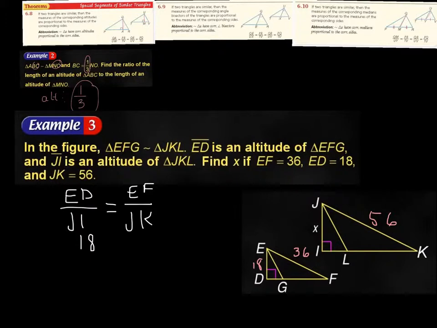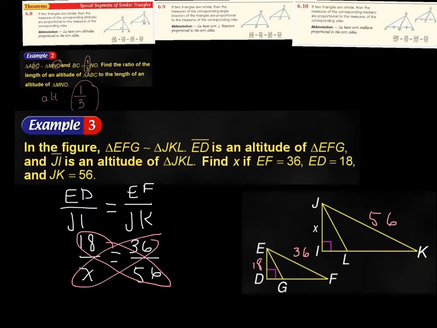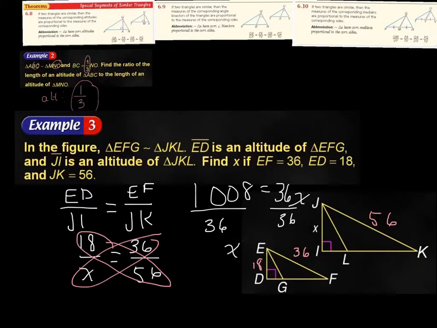So they told us ED is 18. We're trying to find JI. EF is 36, and JK is 56. Cross products again. So we have 1008 equals 36x, divided by 36, and we have x. So x is 28. Another nice use of proportions and solving with cross products.